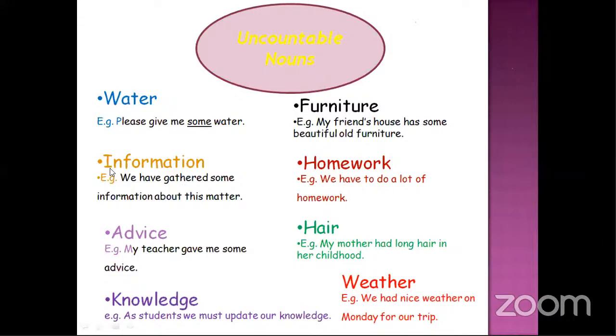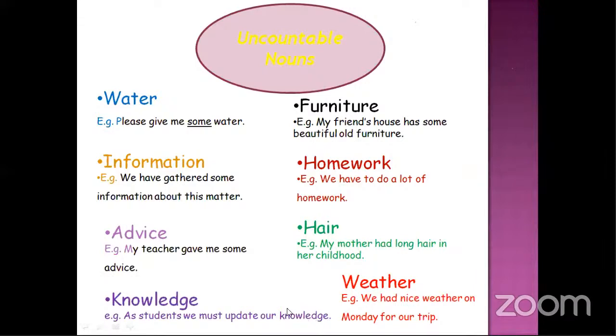Now, next one, information. Look at the example sentence. We have gathered some information about this matter. Here also, we can't say informations. That's wrong. The word is information and it doesn't have any plural form. So instead, we can say some information. Next one, advice. My teacher gave me some advice. Next one, knowledge. As students, we must update our knowledge.